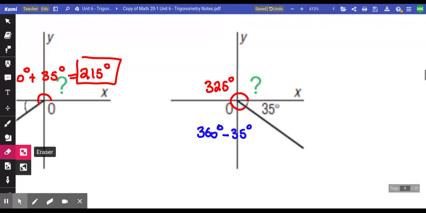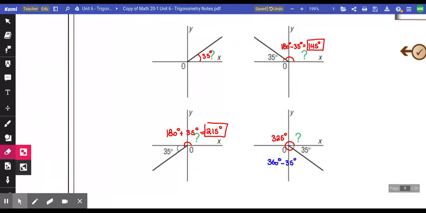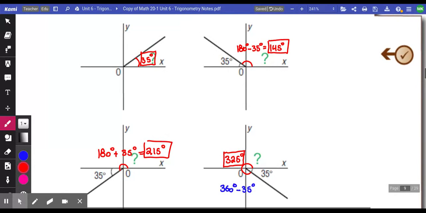So all those questions had the same reference angle, but very different standard position angles. That's why it's very important to know which type of angle they're talking about in a question. Are they talking about standard position or are they talking about reference? Awesome.